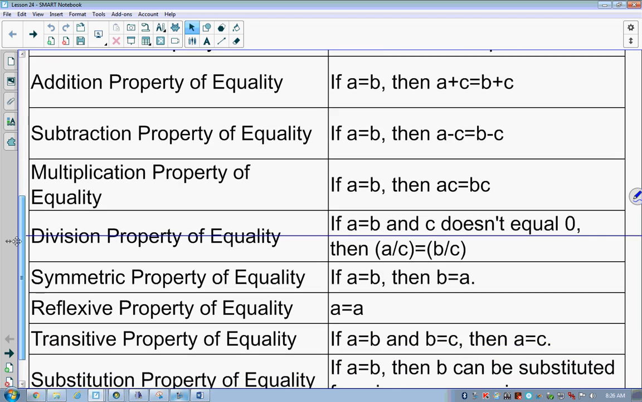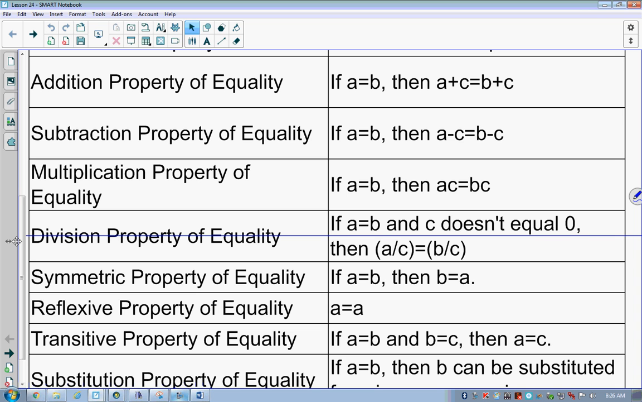Like we started off with, addition property of equality, adding the same thing to both sides. Subtraction property of equality, subtracting the same thing from both sides. Multiplication property of equality, multiplying both sides by the same thing. Division property of equality, dividing both sides by the same thing.